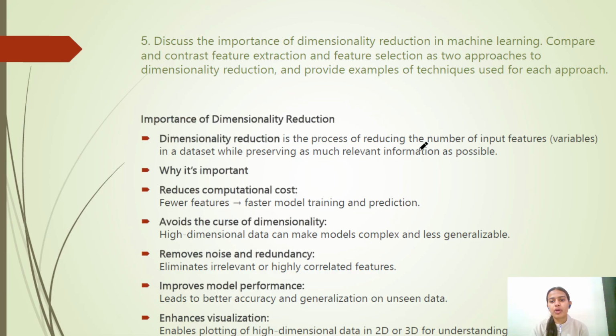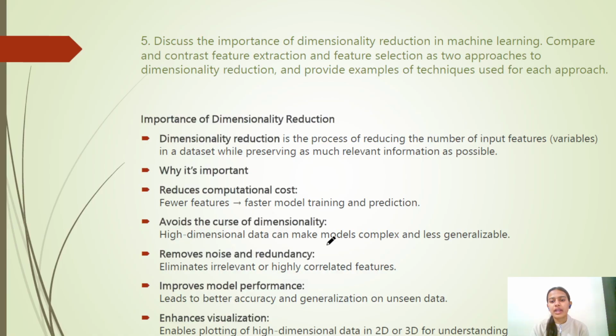Dimensionality reduction is the process of reducing the number of input features in a data set while preserving as much relevant information as possible. Why it's important: it reduces computational cost, with fewer features, faster model training and prediction. It avoids the curse of dimensionality.